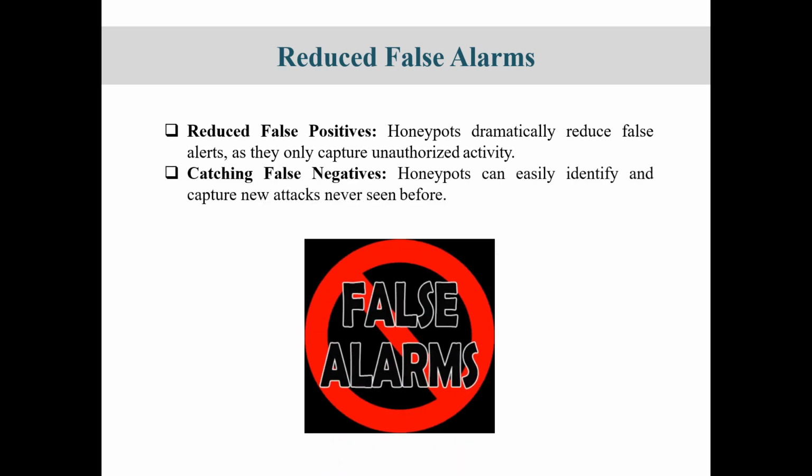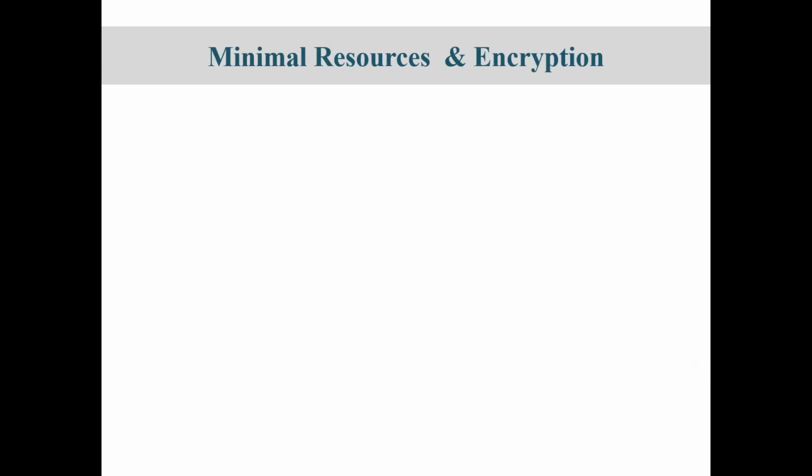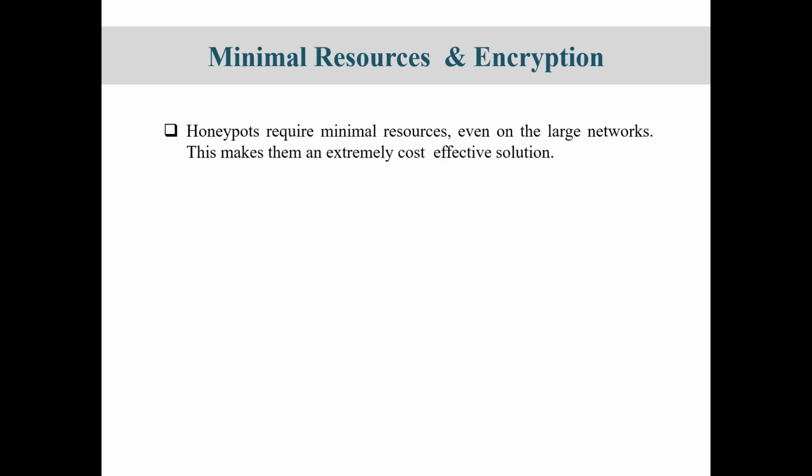Catching false negatives. IDS technologies can also have difficulty identifying unknown attacks or behavior. Honeypots can easily identify and capture new attacks that were never seen before. Minimal resources. An IDS requires resource-intensive hardware to keep up with an organization's network traffic. As the network increases in speed and generates more data, the IDS has to get bigger to keep up. Honeypots require minimal resources even on large networks. This makes them an extremely cost-effective solution.